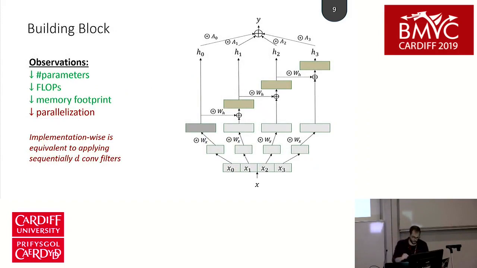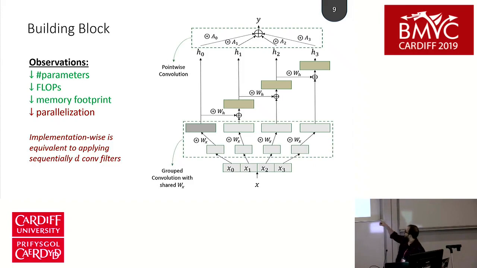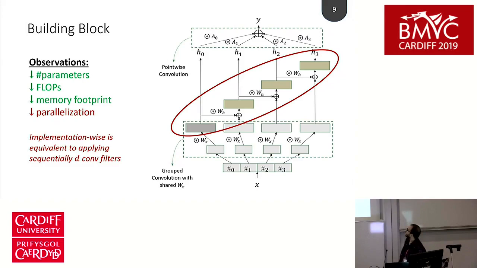So the upper part is the pointwise convolution, the one-by-one convolution segmented into parts. We have to notice that, as I already said, this first part is a grouped convolution with the same weight parameters at each group. And also, this is the problematic part, because it cannot be parallelized. Even though we reduced the number of parameters by a large margin, we reduced flops, we reduced the memory footprint with the last trick of the segmented convolution, we cannot increase parallelization. Implementation-wise, this is equivalent to applying these filters sequentially. And this is a bit problematic if we want to use CUDA and GPU advancements.